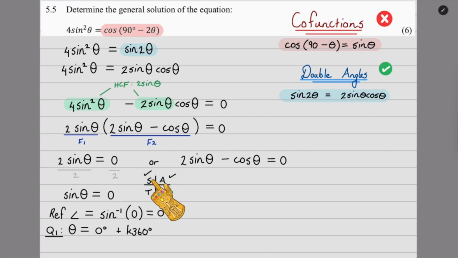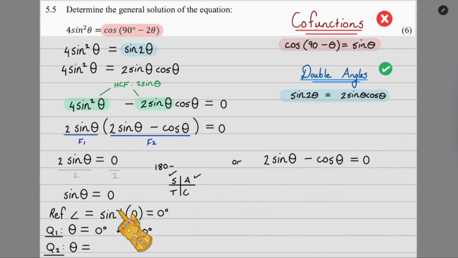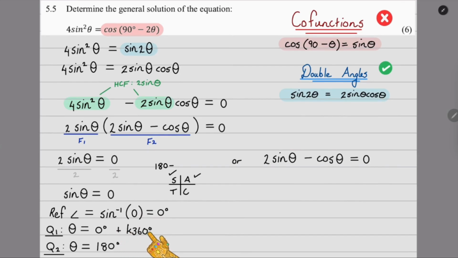And quadrant 2 is the 180 minus quadrant. So I'll start off the same as before. This angle here goes on the left. And I'll say theta equals 180 minus my reference angle of 0. And 180 minus 0 is just 180. And then next to that, I do have to put the plus K360. Remember, sine and cos is 360, whereas tan is 180. So let's just copy paste the plus K360 next to that.